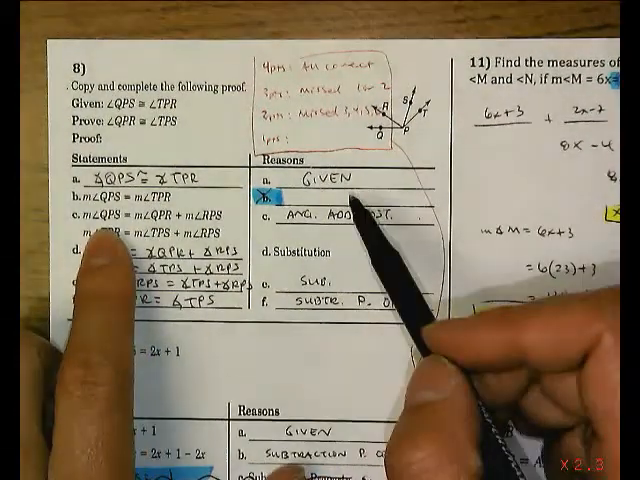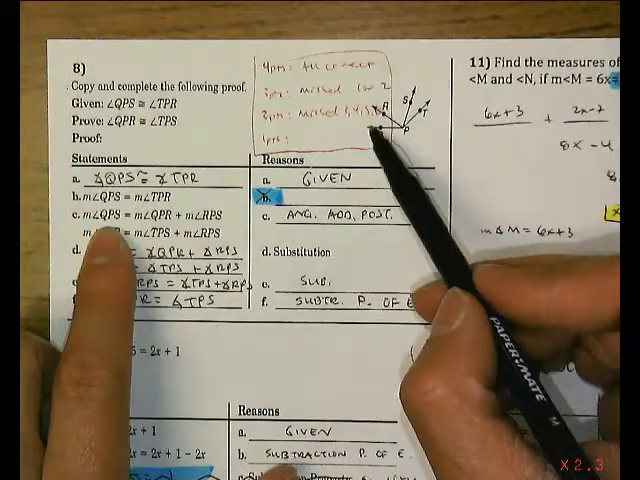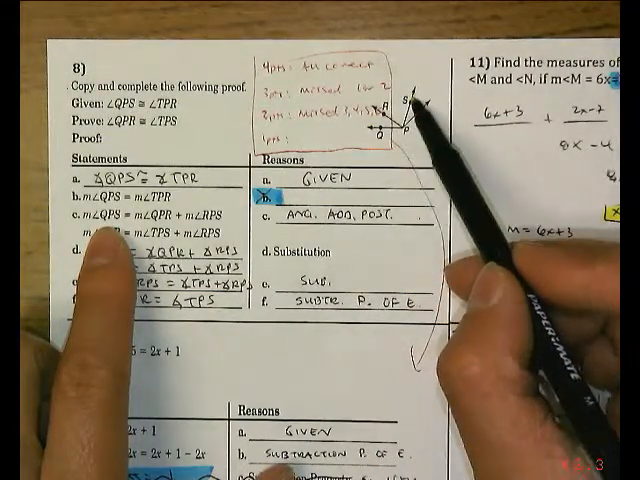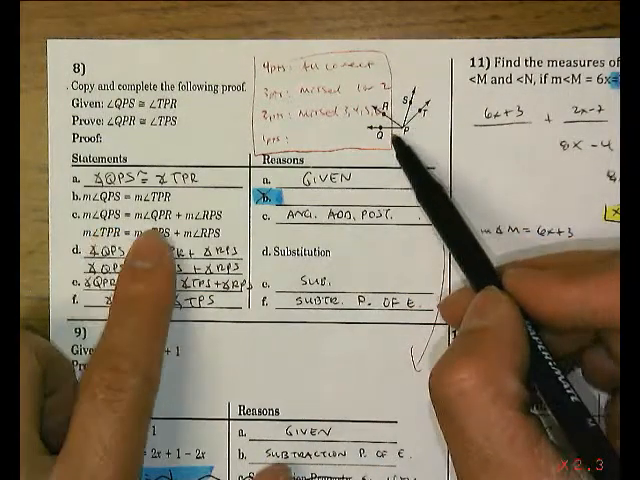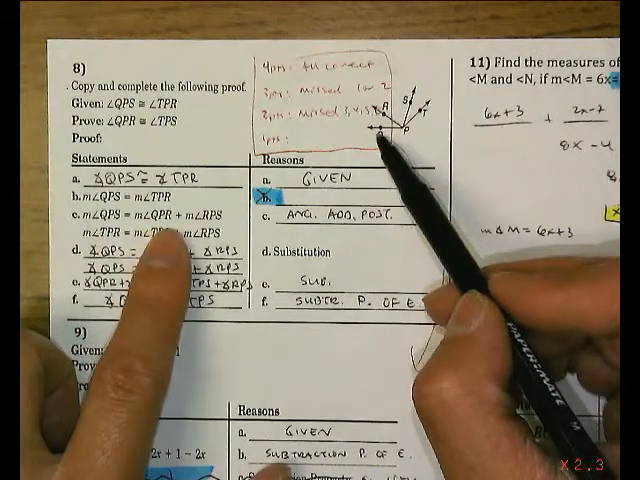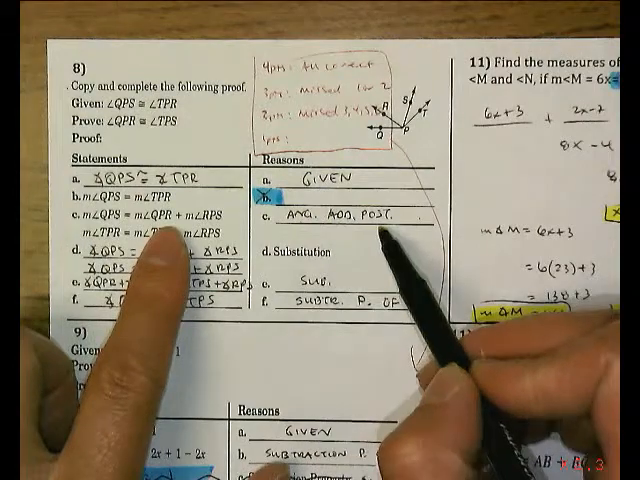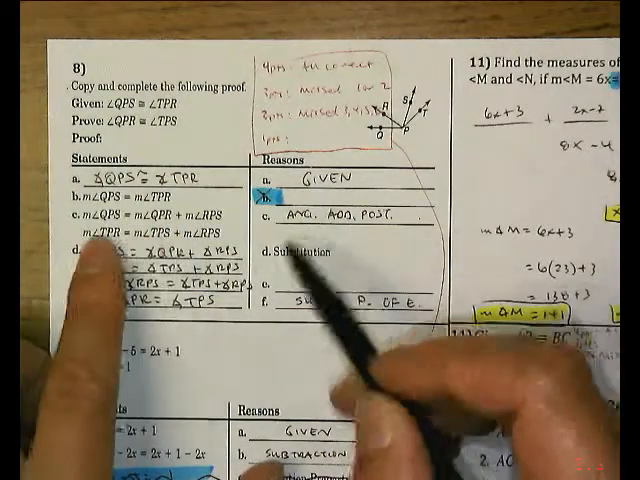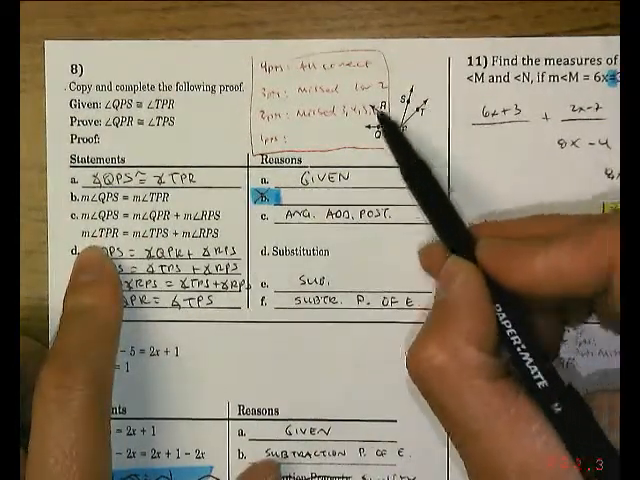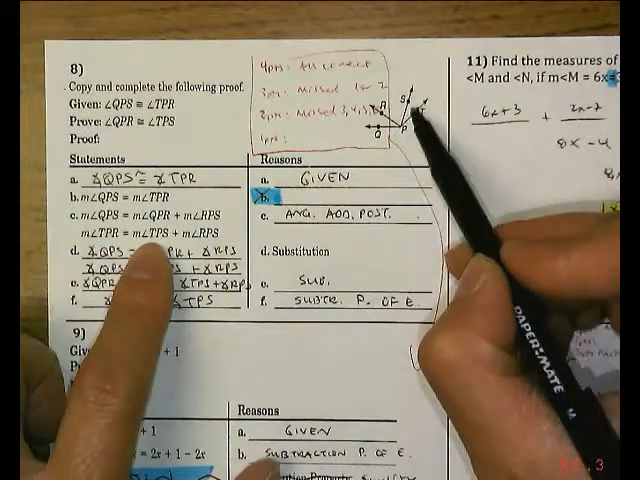Statement C, they have angle QPS. Notice how that's a big, and you go from QPR to RPS. Those are smalls. That's angle addition. Again, the common mistake is thinking it's segments. TPR, it's a big angle. TPS is a small plus a small.